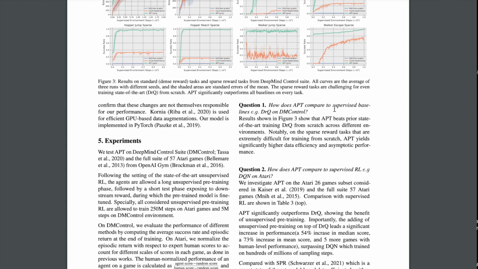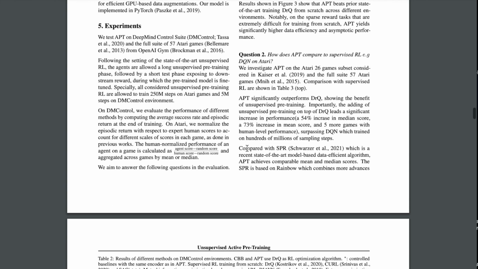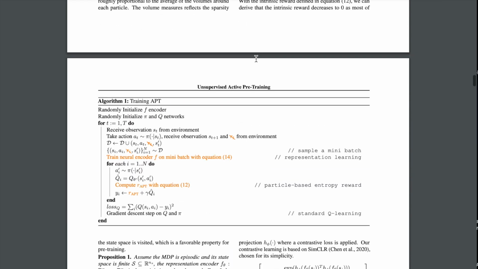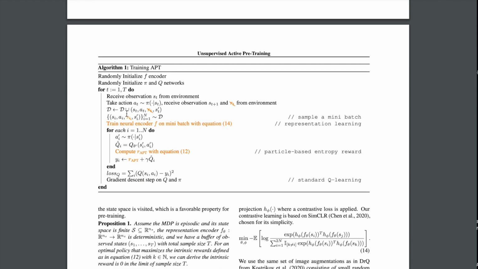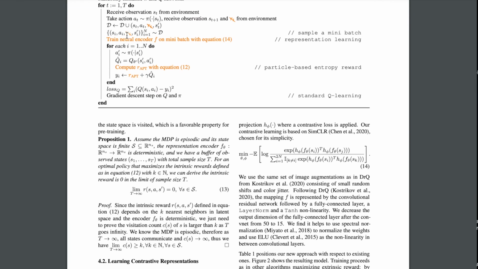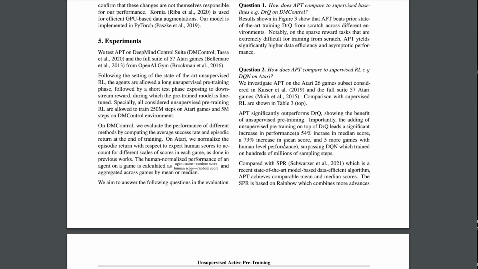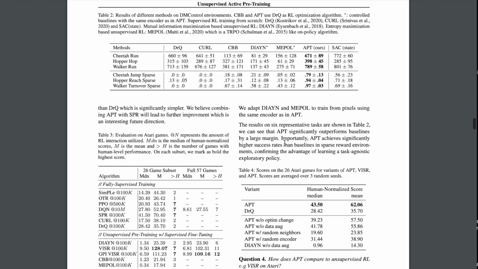How does APT compare to supervised baselines? Comparing it, in these plots they're comparing it with data regularized Q-learning. How does APT compare to supervised reinforcement learning? So just directly going after that reward compared to having this pre-training phase. So instead of throwing away this reward, obviously it wouldn't be the same framework at all, but instead of throwing away this reward, you use the reward to learn the Q functions in deep Q-learning, where you're mapping a state action to a predicted reward, and that's the idea of Q-learning.